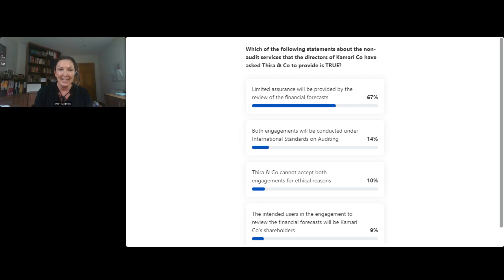The intended users in the engagement will be the shareholders? No, because it's a separate service. It's not an audit service. It's a non-audit service, and it's something that management have asked them to do. So actually your intended user is going to be the directors. And then the last one, both engagements will be conducted under international standards of auditing. Only an audit service will need that. So therefore that wouldn't be relevant for the additional work that they've asked.